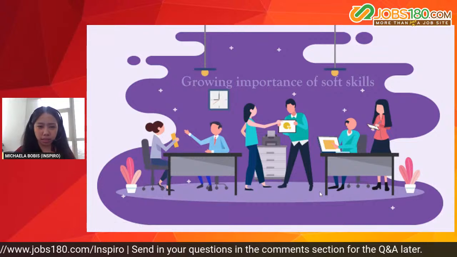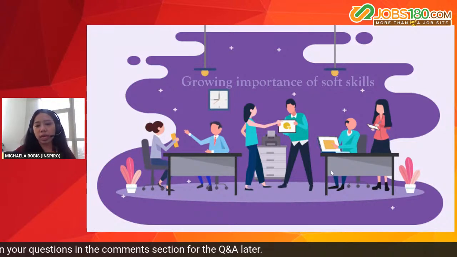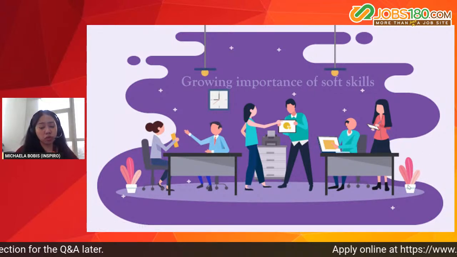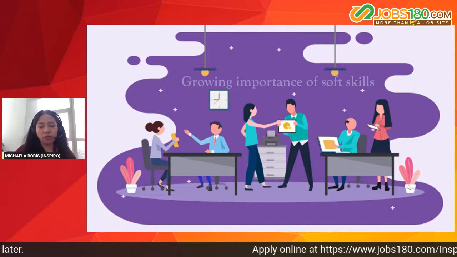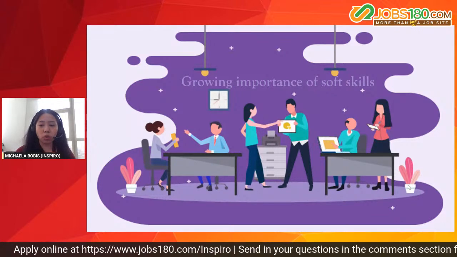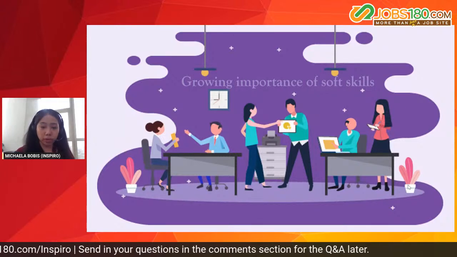Okay, so next is growing importance of soft skills. So, soft skill will be the yin to the yang, which is the increasing use of AI. So, since software and AI will be taking over, automating more of our tasks, soft skill will also become more important than ever.